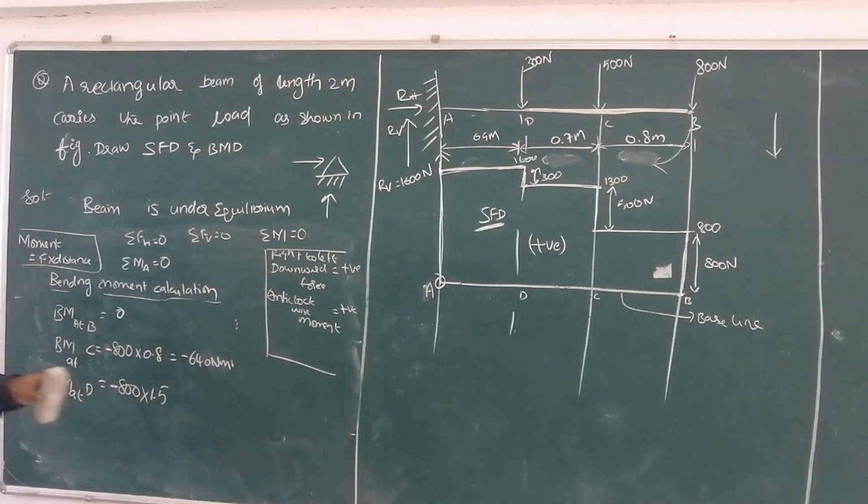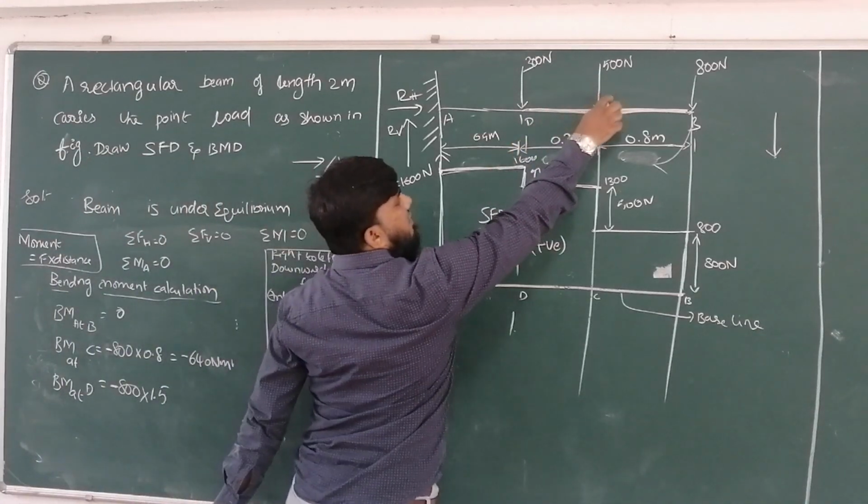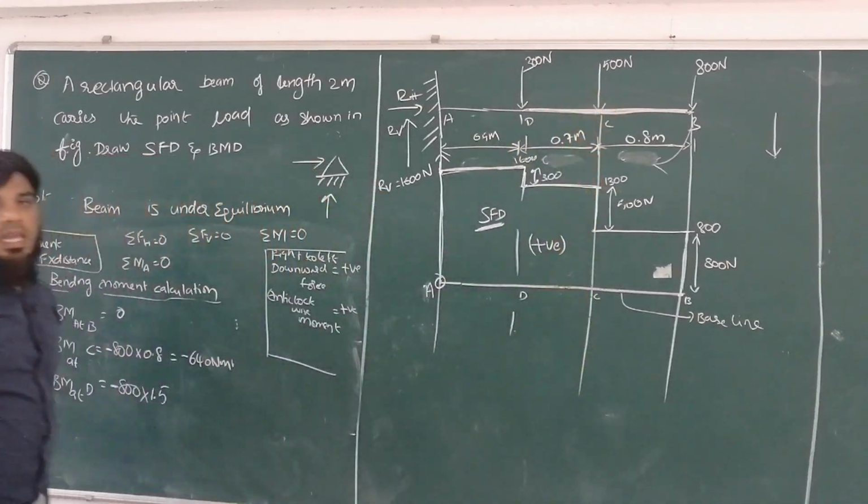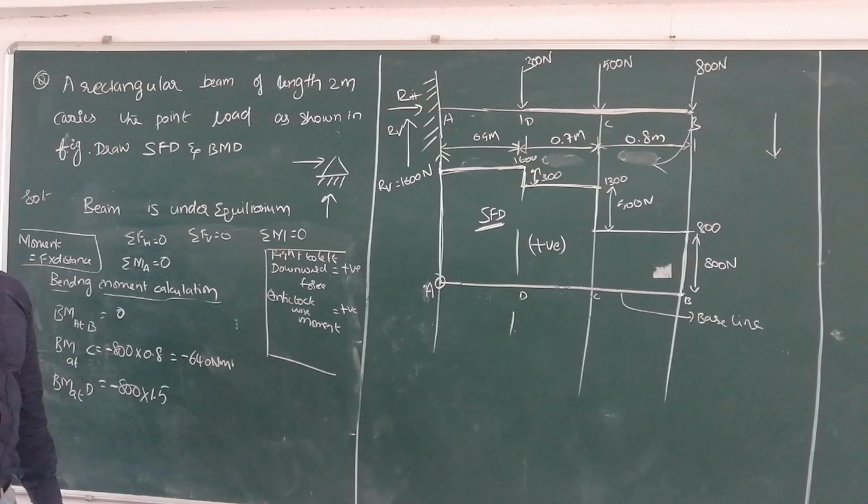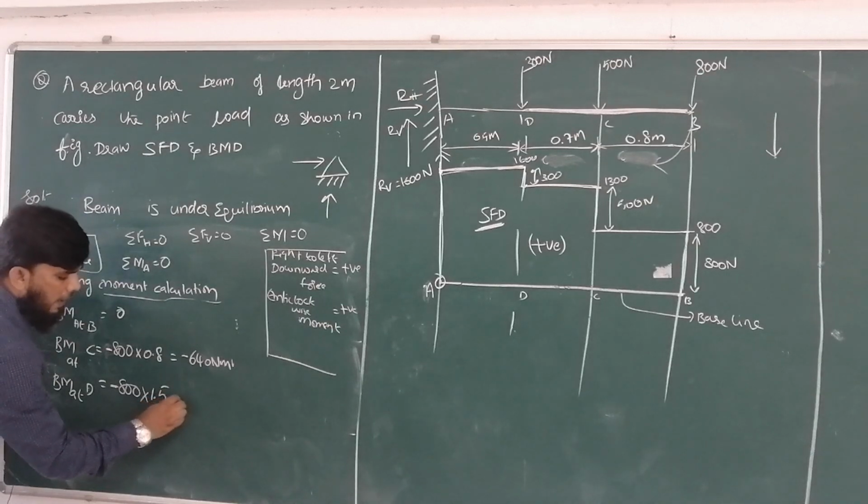One load has been completed. The next load is 500. The 500 is also trying to rotate point D in the clockwise direction, so again the sign is minus.